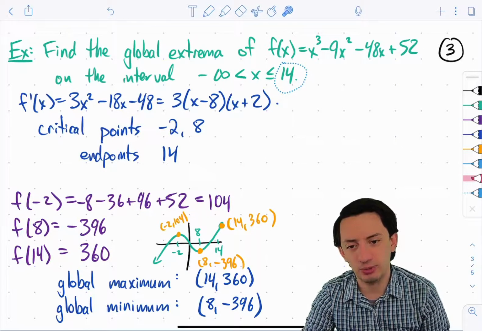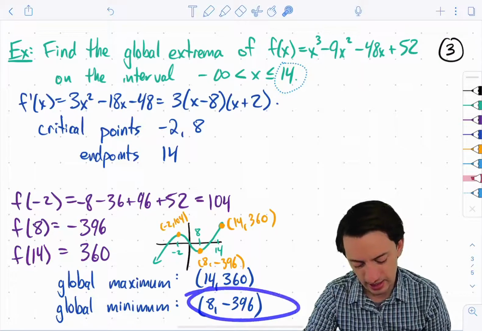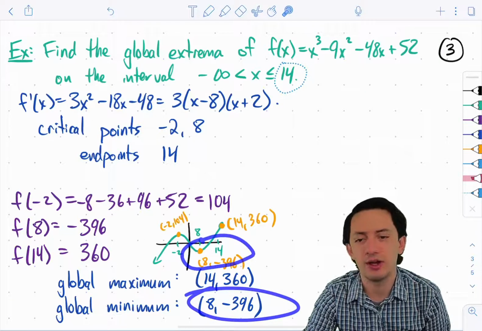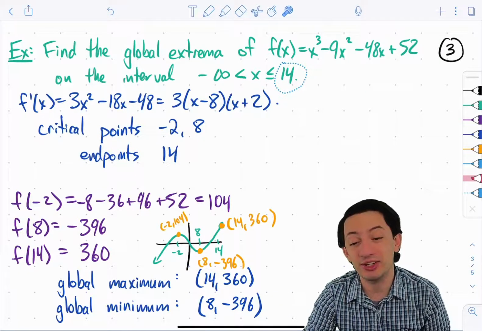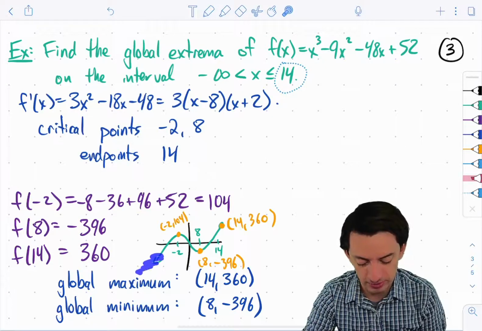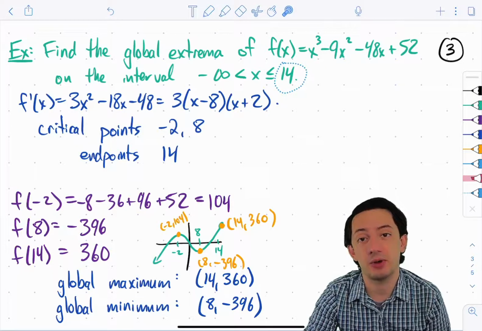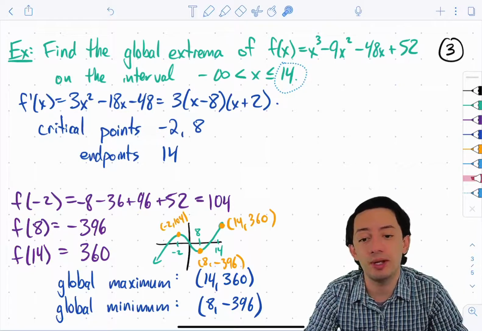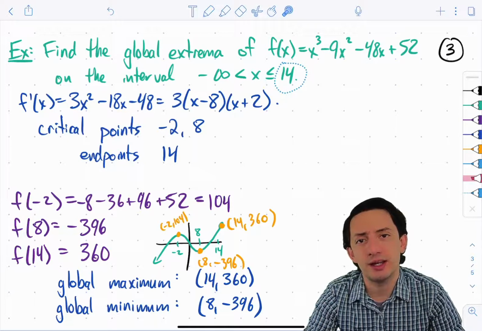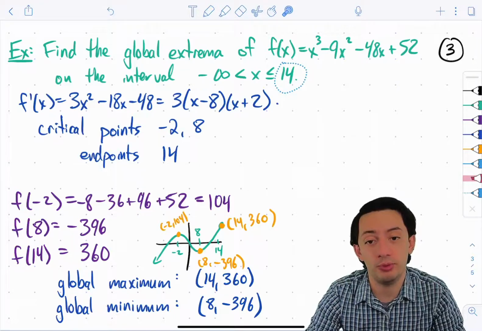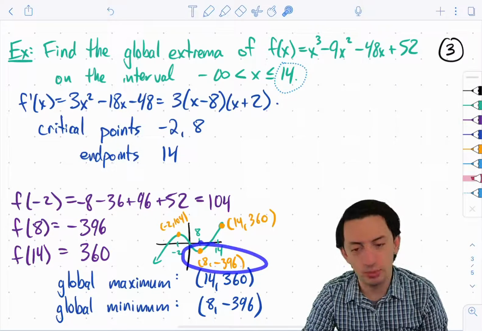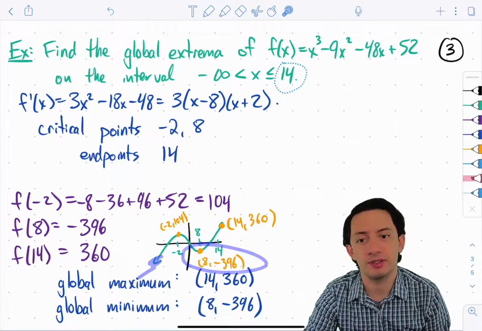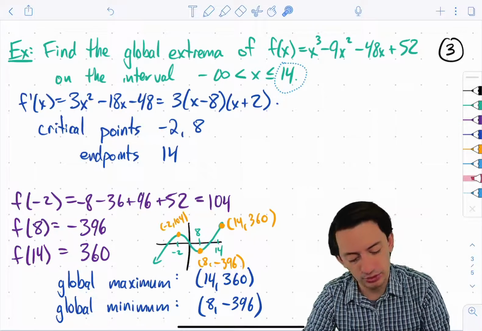I said that the global minimum was 8, -396, and I drew this point here. But just looking at the graph, that's clearly absurd because there are all of these points down here that keep getting smaller and smaller. My definition of a global minimum was a point that has a value smaller than all the other points. Well, this can't be the global minimum if all these other points are smaller. So I absolutely should not have said that.